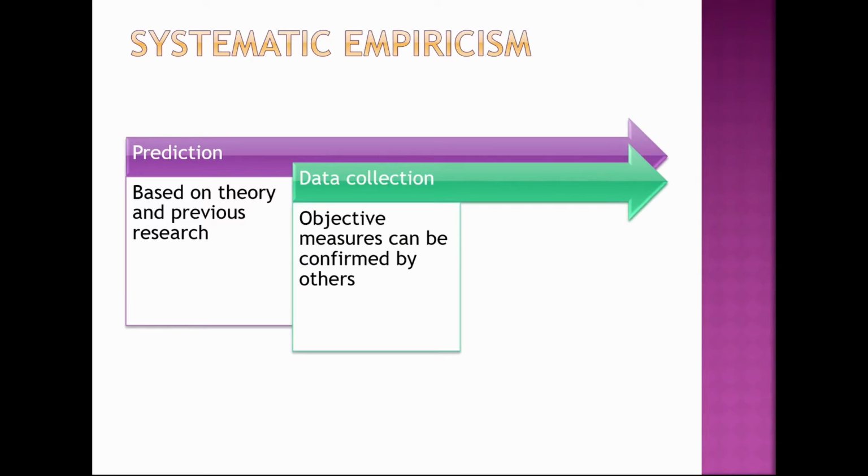And the thing that makes it systematic empiricism is that the data must be measured in a way that could be confirmed by other people. I mentioned earlier that the behaviorists don't like to talk about the mind because they can't directly see the mind. So they're being complete empiricists. They're saying we can only study the things that we can directly see.